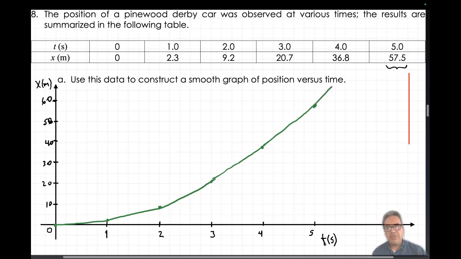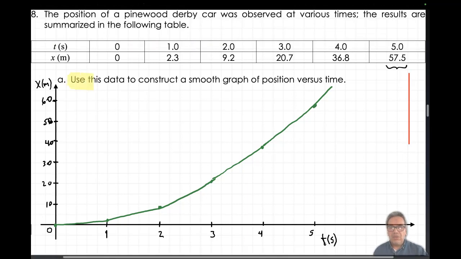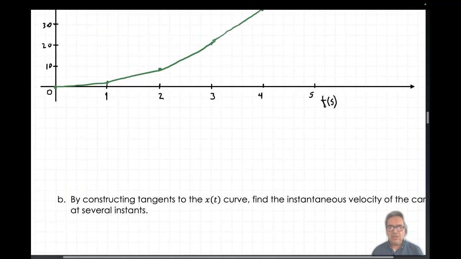Now, this, of course, depends a little on your drawing skills, but the whole point is that this is an approximation and you are going to have some rounding to make. It's not going to be accurate, but that's fine. It's not meant for you to get an accurate reading. It's supposed to be a statistical thing. So, this is the instruction that we have already fulfilled. We have used the data to construct a smooth graph of position versus time. That is part A. Part B is where things start to look a little disconcerting.